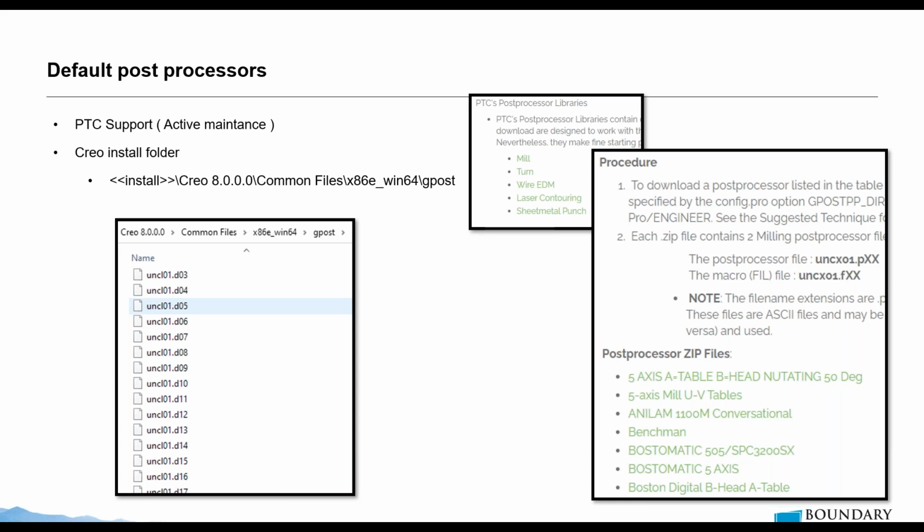So, default post-processors are in the Creo installation folder. Then again, if you go to the PTC support page and you are active on maintenance, you can download a wide variety of post-processors for certain machines. This is just a quick screenshot of those so that you can see there are 5-axis machines on there. There are normal lathes. I'm not sure about multitask machines. I think there's a Mazak Integrex on there as well. Those are all post-processors that you can download and use, and you can modify them as well.